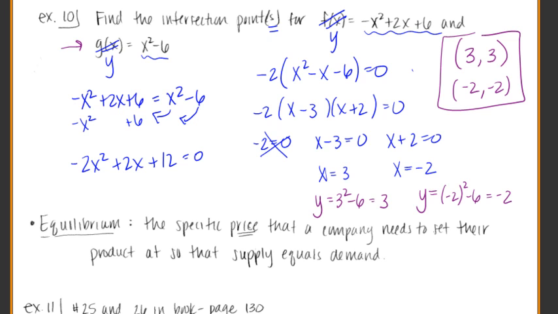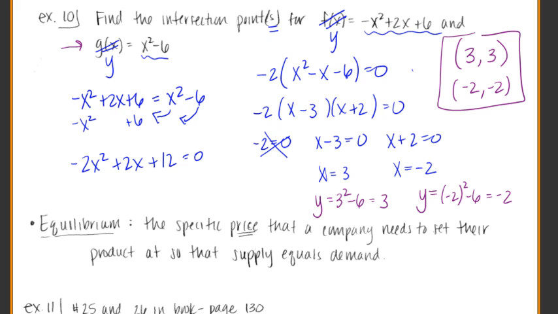Okay, so one of the last topics we're going to talk about is equilibrium. Equilibrium is a very specific price that a company needs to set their product at so supply equals demand. Okay, we know break even. Break even is when cost equals revenue, so the money in equals the money out. But what equilibrium is all about is when supply equals demand. It's very important for a company because it means I want to put just as many items on the shelves as will be taken off the shelves.